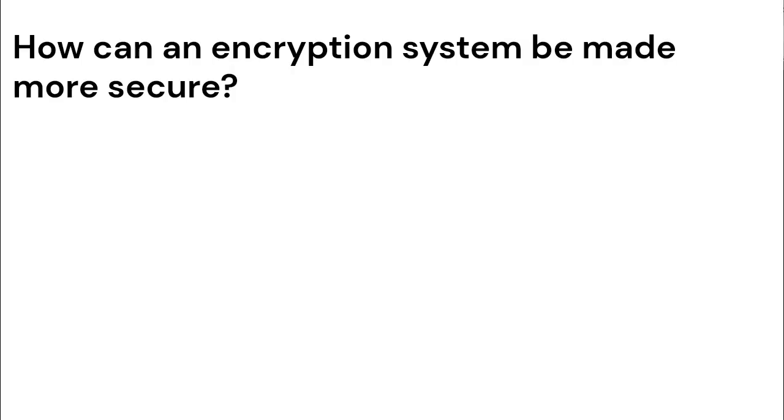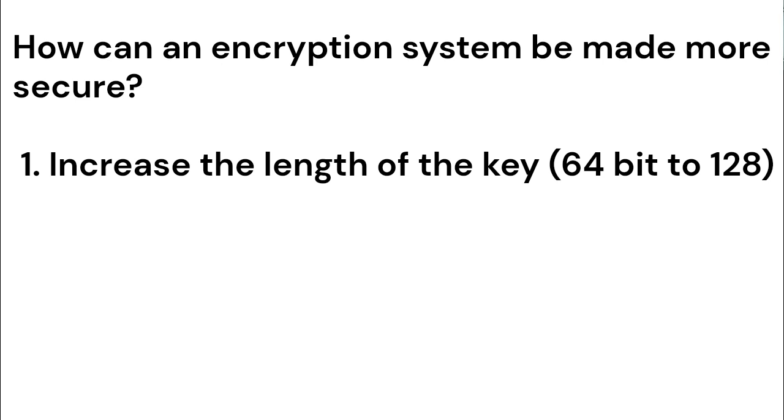Anybody knows how to make an encryption system more secure? Any idea? Use a longer key. So that's exactly what they did with this DES cipher. This DES cipher uses a 64-bit key. They turned it into a 128-bit key. So they used a longer key, and that way the system became more secure. But that's not enough. Any other way? Destroying the key? Hold on.